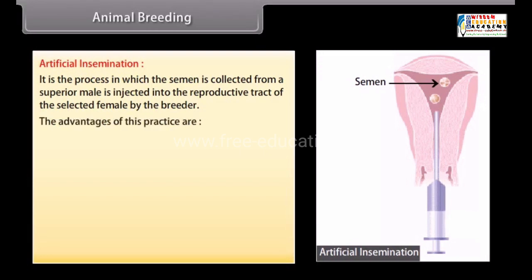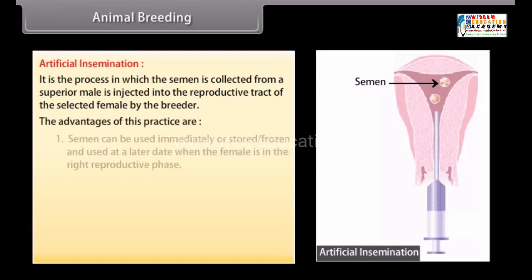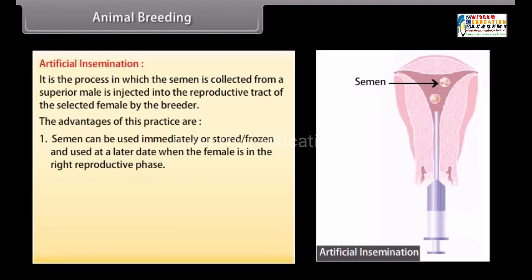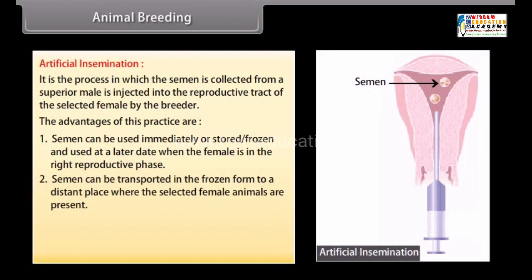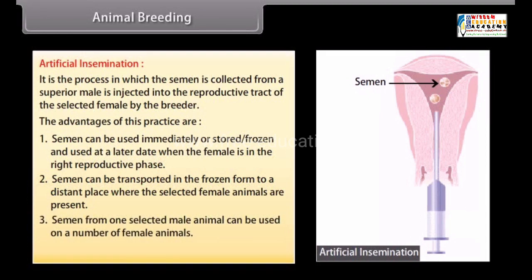The advantages of this practice are: Number 1. Semen can be used immediately or stored or frozen and used at a later date when the female is in the right reproductive phase. Number 2. Semen can be transported in the frozen form to a distant place where the selected female animals are present. Number 3. Semen from one selected male animal can be used on a number of female animals.